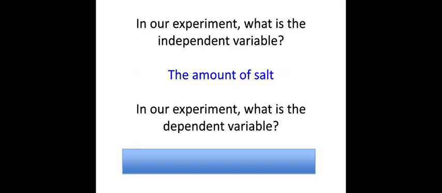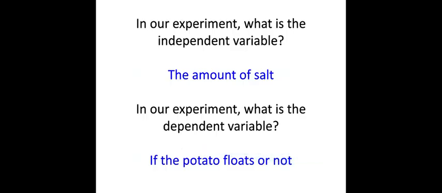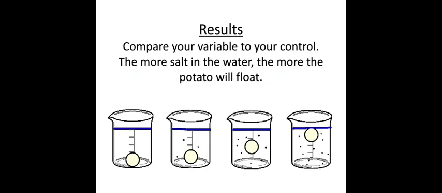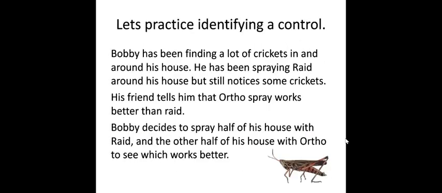In our experiment, what was the dependent variable? What did we measure? We measured if the potato floats or not. Okay, and our results. Compare your variable to your control. The more salt in the water, the more the potato will float. Okay, so here you can see, no salt, it's at the bottom. The dots represent salt. The more salt you have, the more the potato will float.